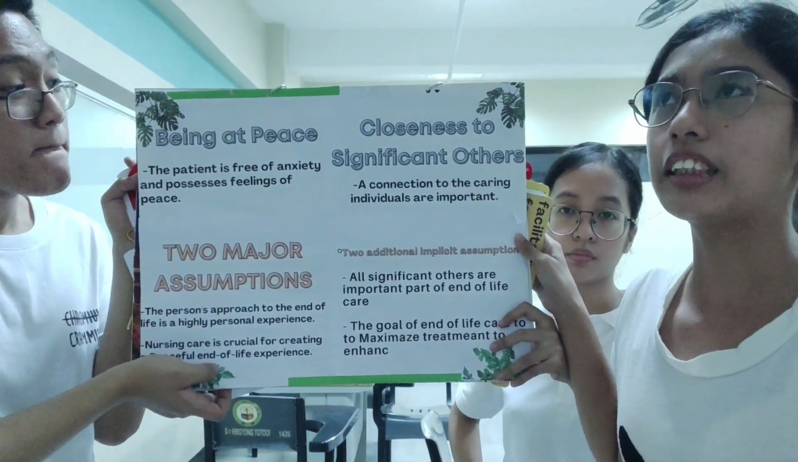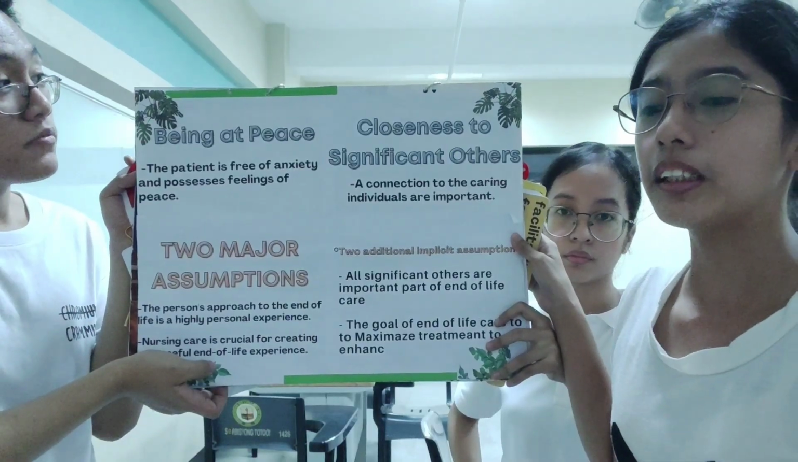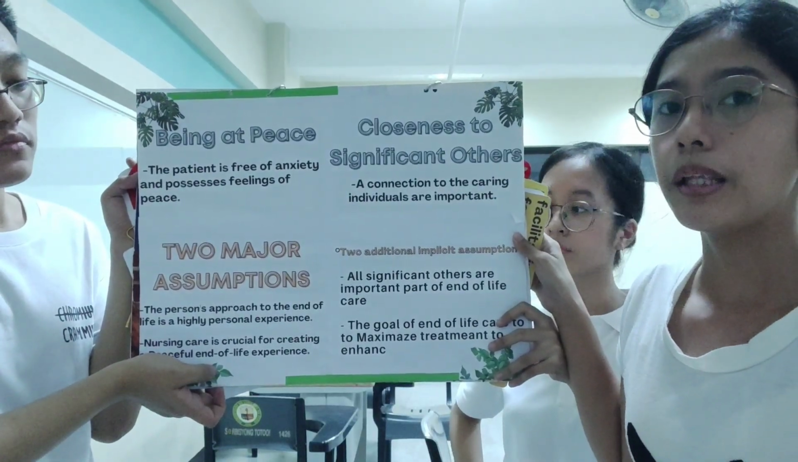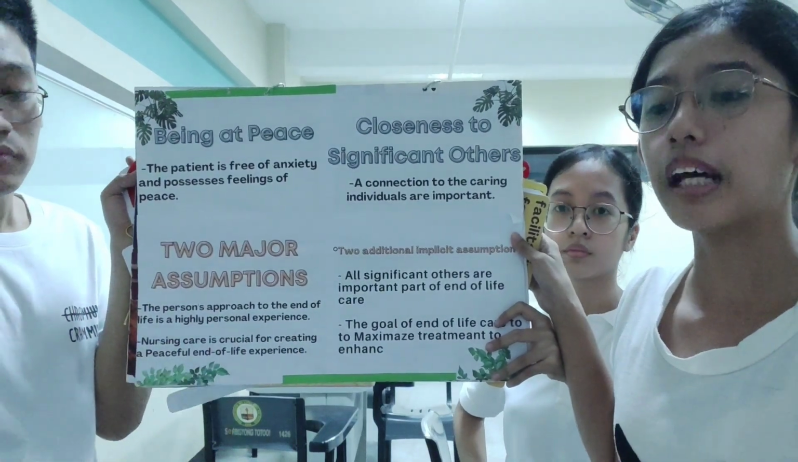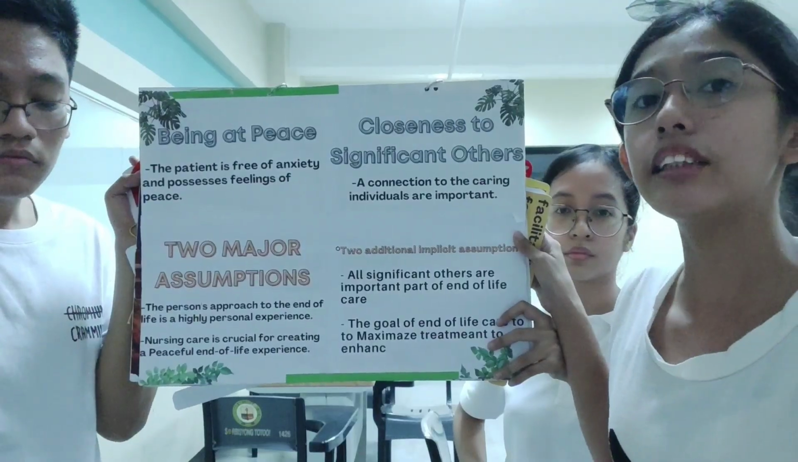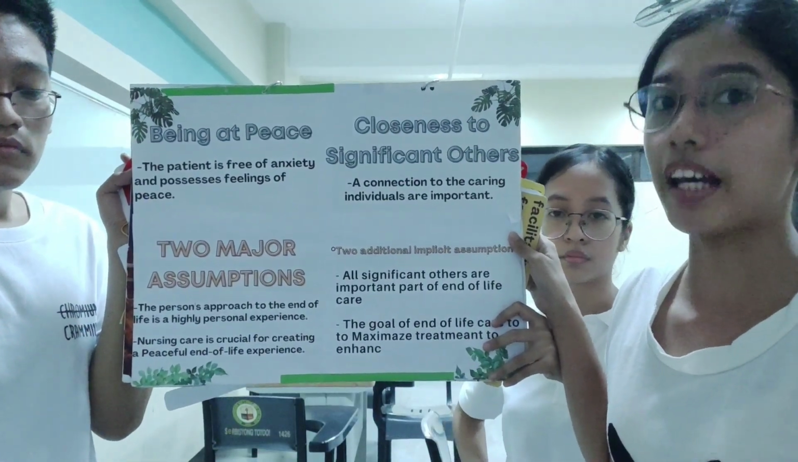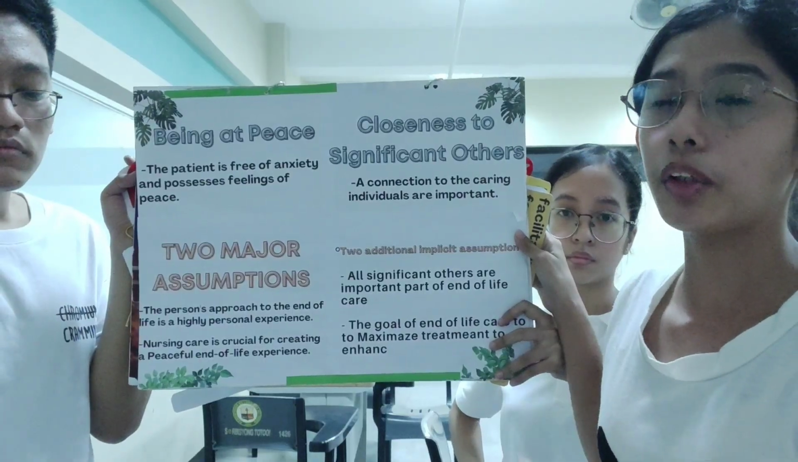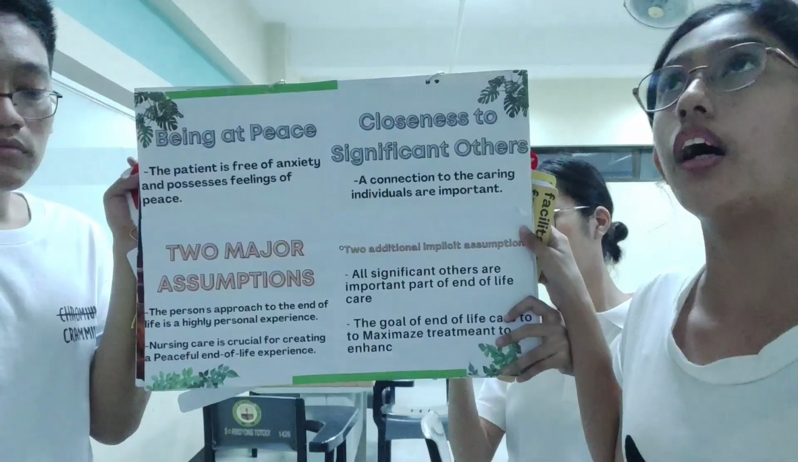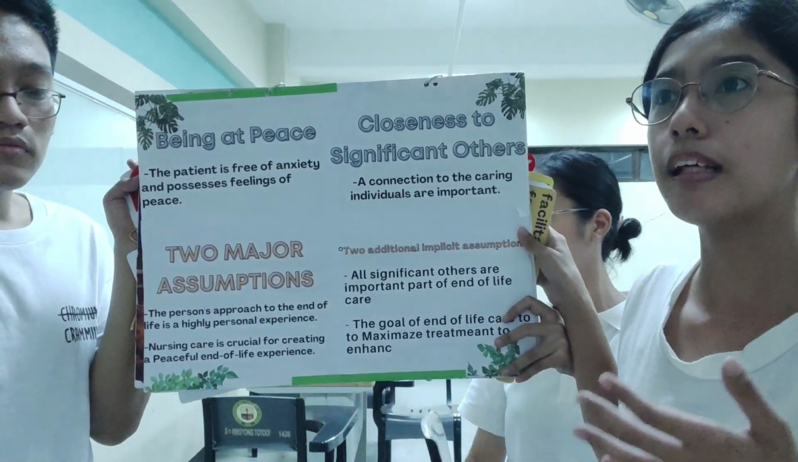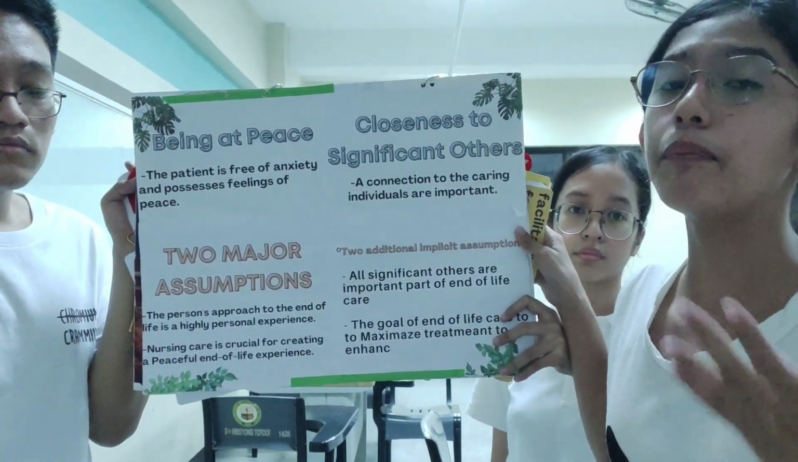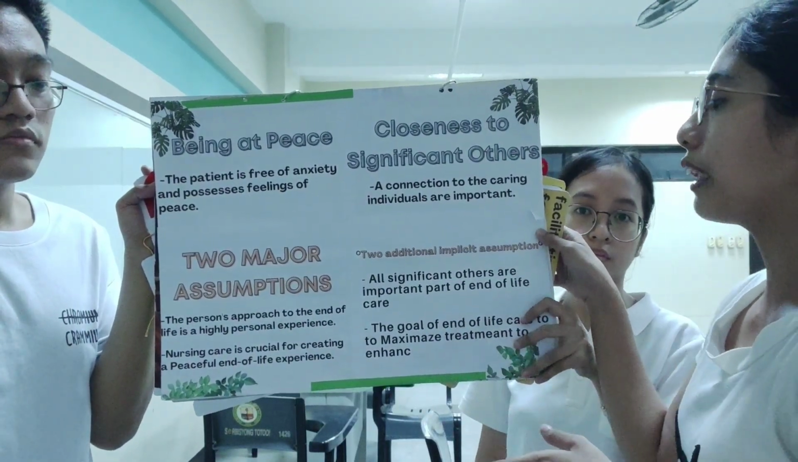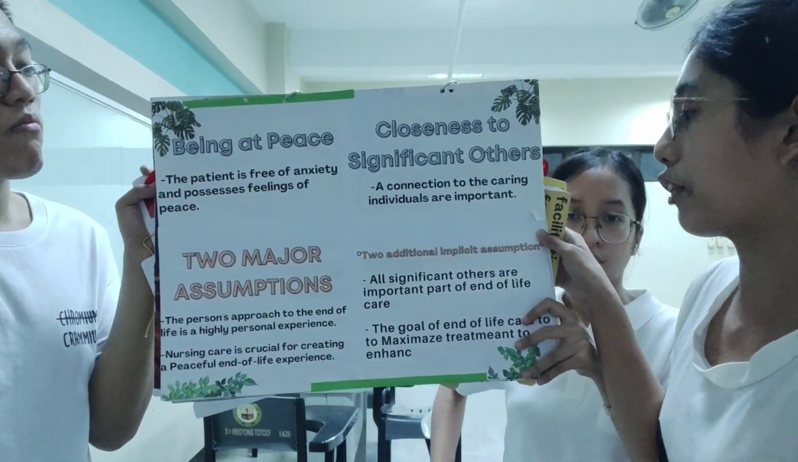Why is nursing care very crucial? Since we are the nurses, we can manipulate the situation and the environment of the patient. Because of that, the experience of the patient will be better, and we can attain and maintain the situation. We are also the ones who assess the patient. That's why we will know the perfect treatment plan for that patient. Also, there are two additional implicit assumptions. The first one is that all significant others are an important part of the end of life.